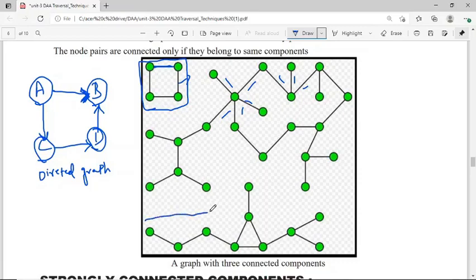Okay, one is this, and one, 2, and this middle one is 3. So 3 connected components are there. No edge is left out here. That's why we are saying this is connected. So this is an undirected graph and a directed graph. You must know about this.